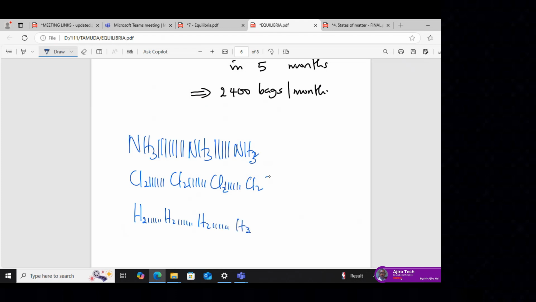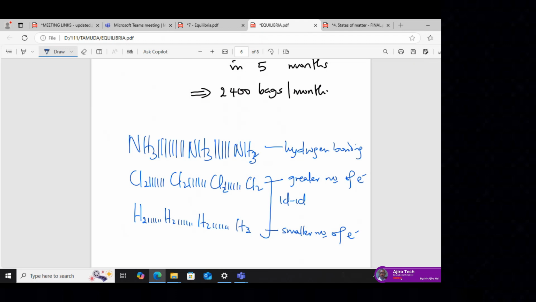Hydrogen and chlorine both have instantaneous dipole-induced dipole forces, but chlorine has a greater number of electrons. Am I right? So it can turn to liquid. Hydrogen has a smaller number of electrons. This one has what? Hydrogen bonding. Can you see that? That's how it goes. So which of these deviates most from ideal gas behavior? Ammonia, chlorine, or hydrogen?